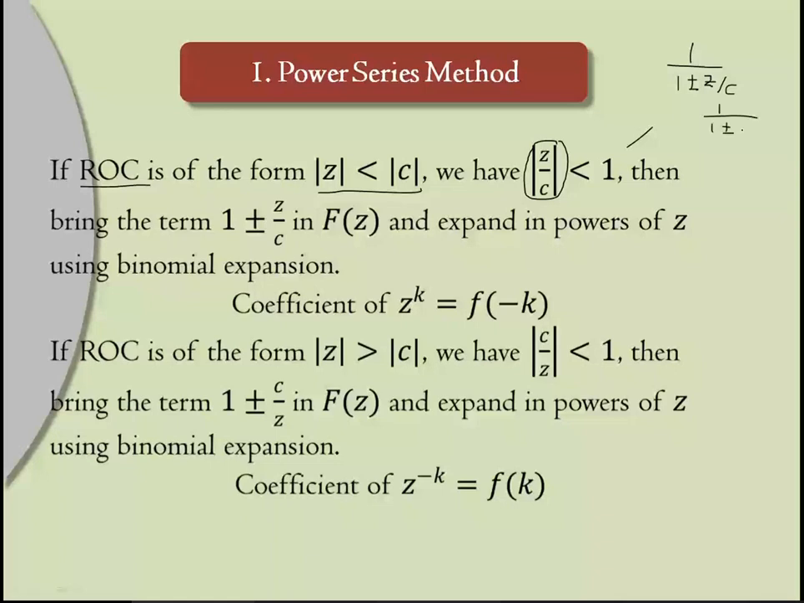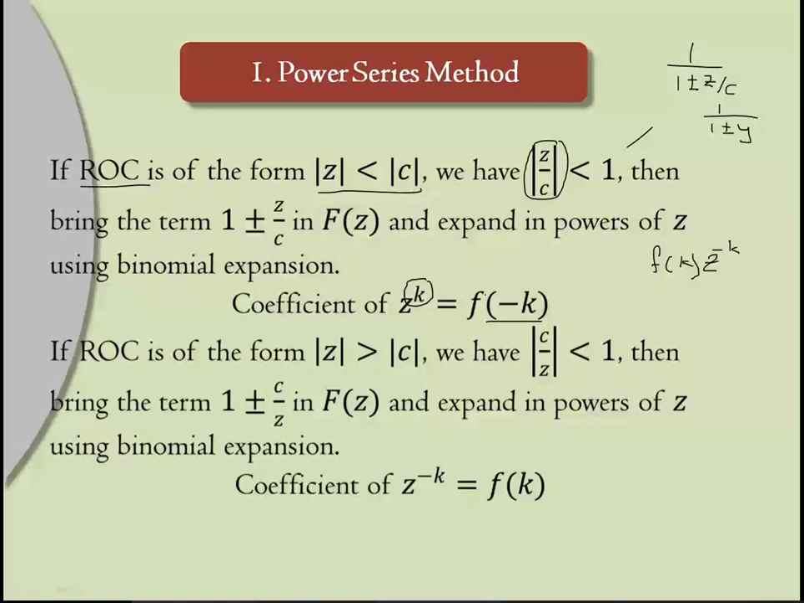As we have z by c, we get the positive powers of z, and then the coefficient of that positive power of z, that is z raised to k, gives us f of minus k. Actually, z raised to minus k, its coefficient is nothing but f of k. But if we get the positive power of z, meaning instead of minus k we get plus k, then the coefficient of that term will be f of minus k. And then replacing minus k by k in the corresponding coefficient, we can get the value of f of k.